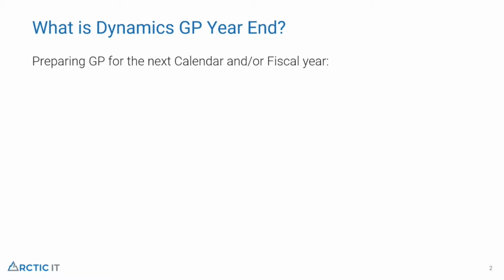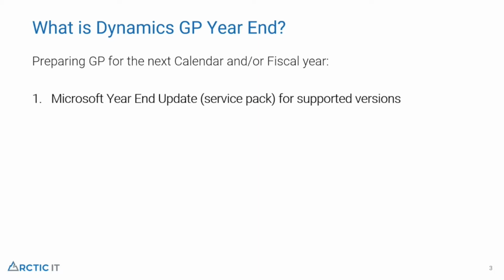What is Dynamics GP Year-End? Essentially, it's all the steps involved in preparing GP for the next calendar or fiscal year. There are multiple components to this. First, Microsoft releases a year-end update or service pack that contains the newest features, functionality, and code. It also includes any changes to year-end tax reports.